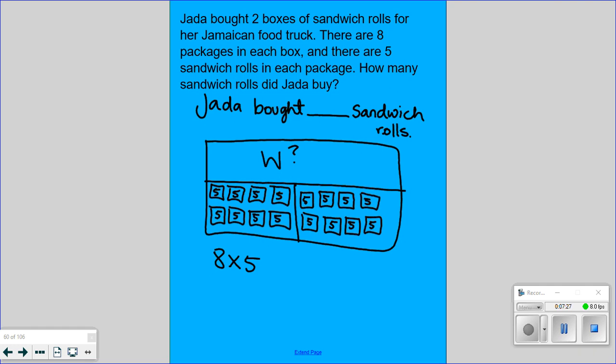Yeah, I had 8 packages of 5 rolls. But is that the only packages I had? No. So that was only 1 box. How many boxes did I have? 2. So I'm going to take this, because this is my 1 box, and multiply it by 2.